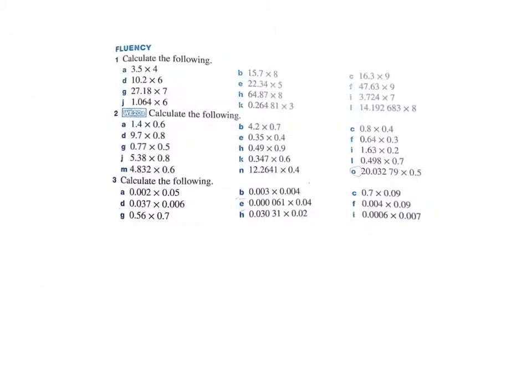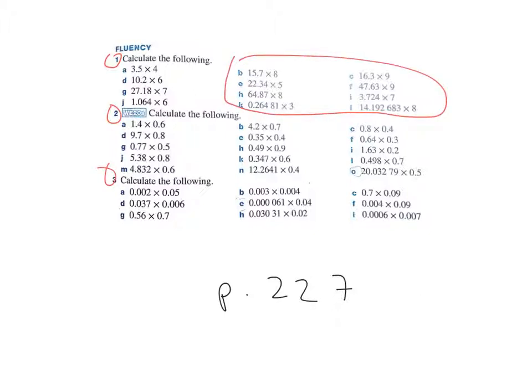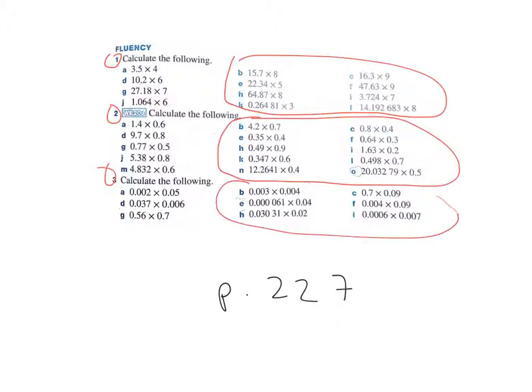Okay, so your homework for what we learned so far is on page 227 of your textbook. And I want you to do the second and third columns for each question 1, 2, and 3. So these ones for question 1, and these ones for question 2, and these ones for question 3.